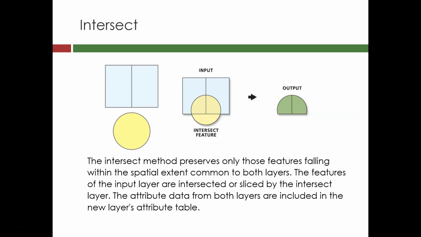The intersect method preserves only those features falling within the spatial extent common to both layers. The features of the input file are intersected or sliced by the intersect layer. The attribute data from both layers are included in the new layer's attribute table.